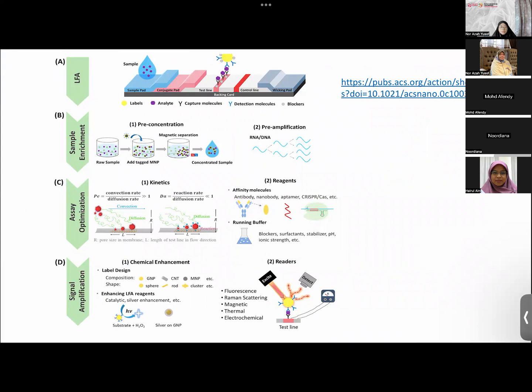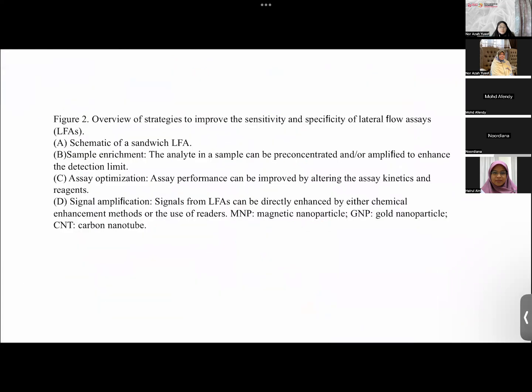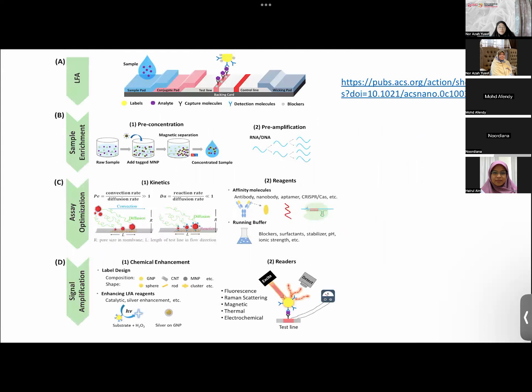The other one is, okay, this one. All right. Okay, the use of magnetic nanoparticles, carbon nanotubes. Okay, instead of just using the naked eye, we can use fluorescence, Raman scattering reader, magnetic, okay, thermal reader, electrochemical reader. So that means you can put the reader here instead of just colorimetric, naked eye.